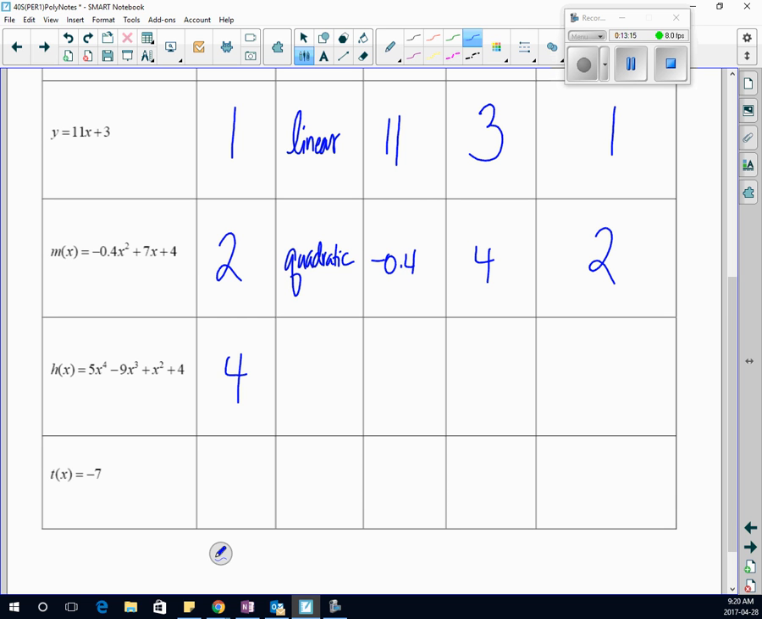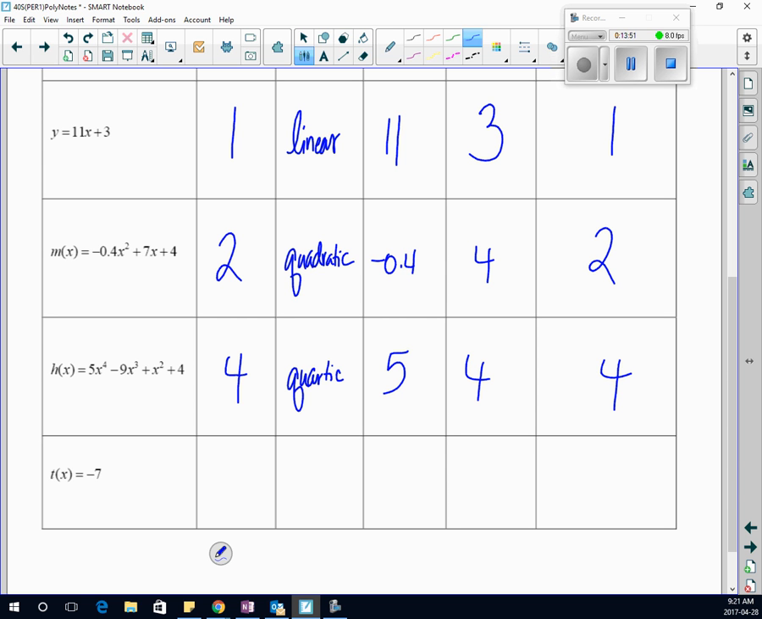How about this one? 4. What's that called again? A quartic. What's the leading coefficient? 5, which means what? Starts up here and ends? No, same way. It's like a parabola, remember? Okay, what's my constant? 4. Very good. And how many zeros could I have? 4.